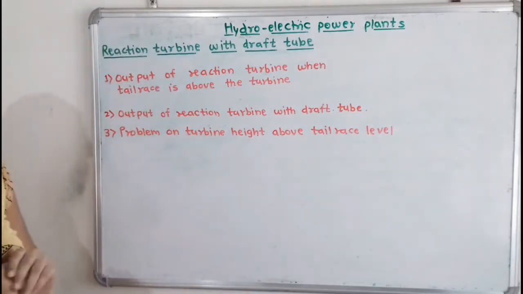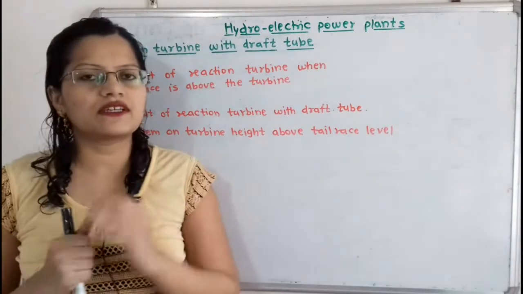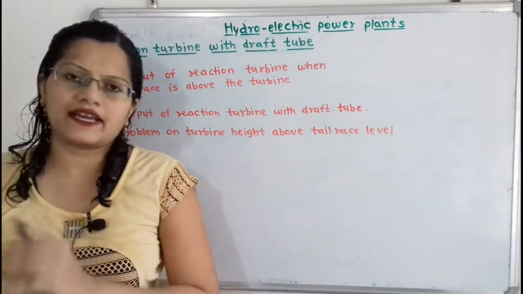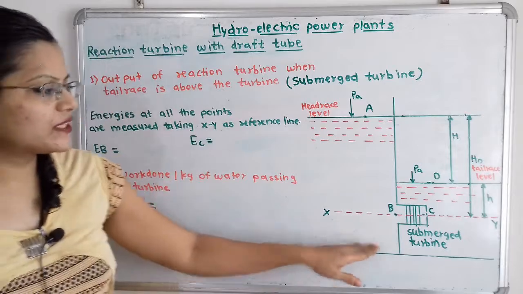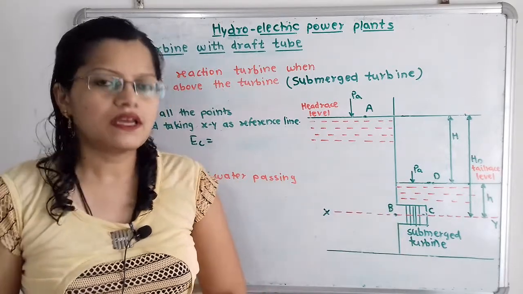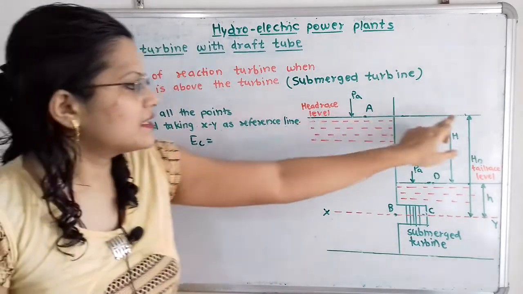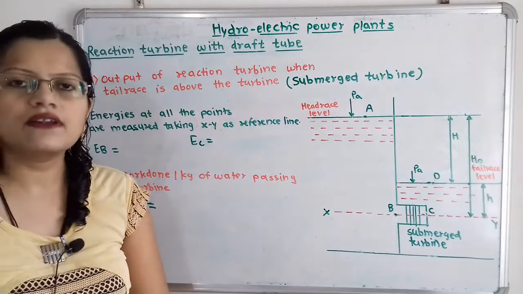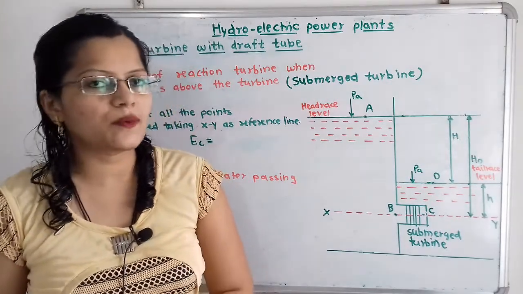So we will understand the output of reaction turbine when tailrace is above the turbine with the help of a diagram. When the tailrace level is above the turbine, then this turbine is known as a submerged turbine. Now we will understand the different points. This level is known as the headrace level. We will consider a particular point on this headrace level, that is point A.